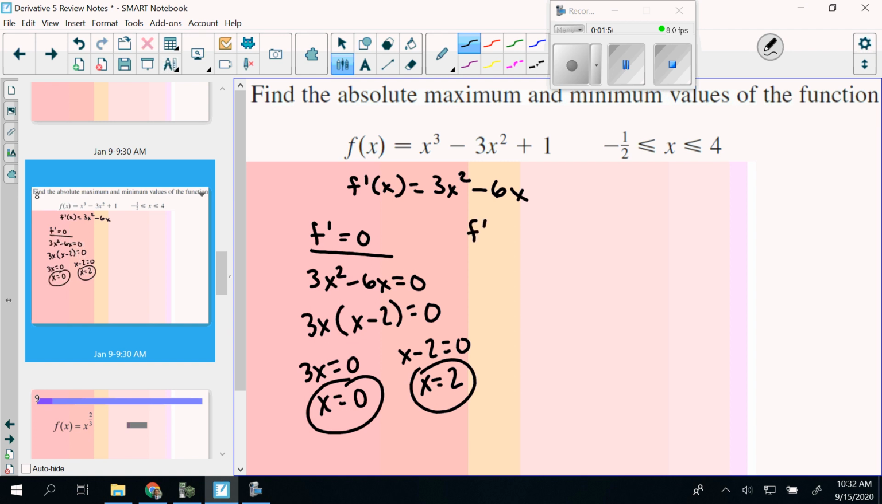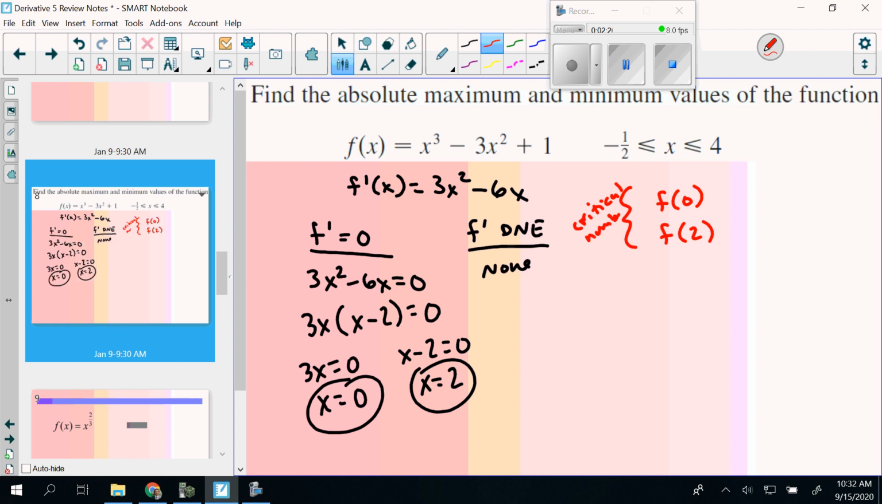We also want to check where the derivative does not exist. In this case, it exists everywhere, so this function does not have any values where the derivative does not exist. There's no denominator, so we're not looking at anything there. All right, so now the next process, we want to test the two values we just found. We want to find what's f of 0 and what's f of 2. Those are our critical numbers. But those aren't it.